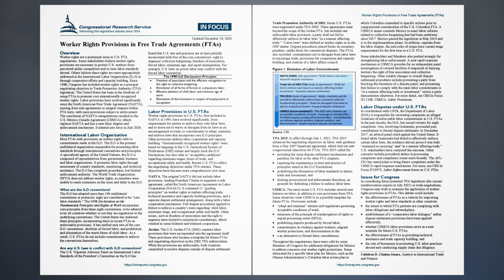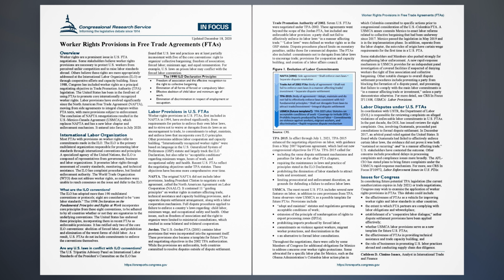Labor provisions in U.S. FTAs. Worker rights provisions in U.S. FTAs, first included in NAFTA in 1994, have evolved significantly, from requirements for parties to enforce their own labor laws, and to strive not to waive or derogate from its laws as an encouragement to trade, to commitments to adopt, maintain, and enforce laws that incorporate core ILO principles. Other provisions address labor cooperation and capacity building.